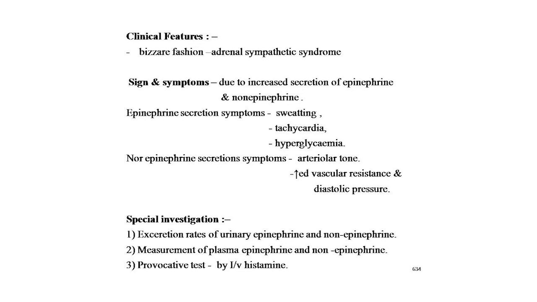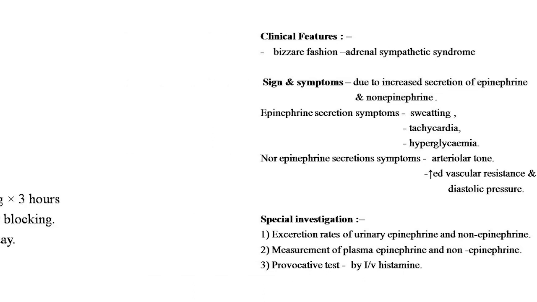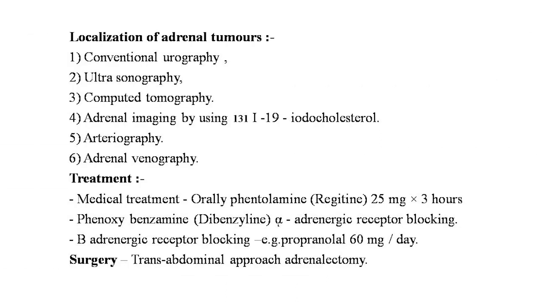Epinephrine secretion symptoms are sweating, tachycardia, hyperglycemia, and norepinephrine secretion symptoms are increased arterial tone, increased vascular resistance and diastolic pressure. Investigations: excretion rates of urinary epinephrine and norepinephrine, measurements of plasma epinephrine or norepinephrine, and a provocative test by IV histamine. Localization of the adrenal tumors: first is conventional urography.